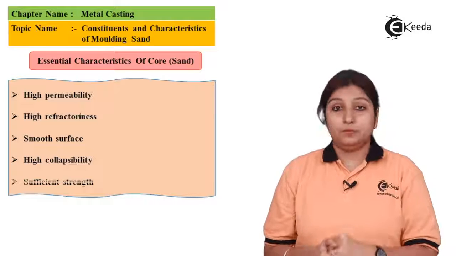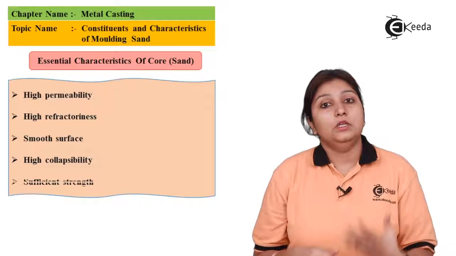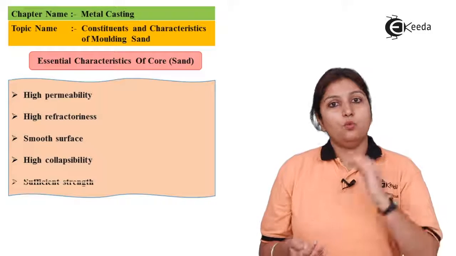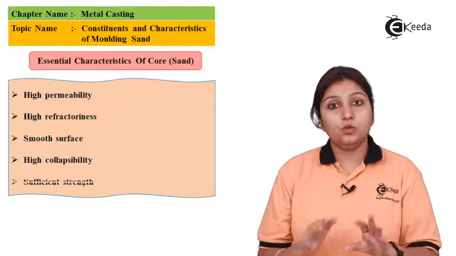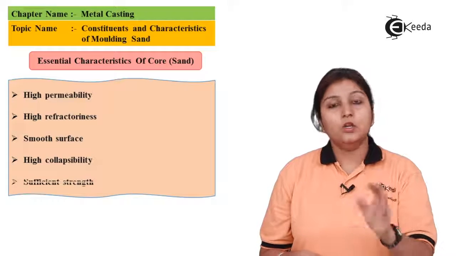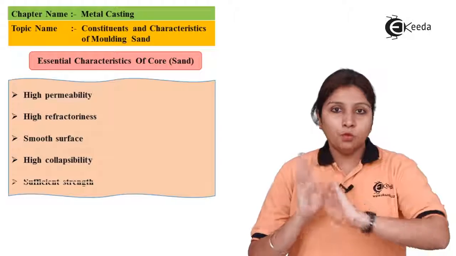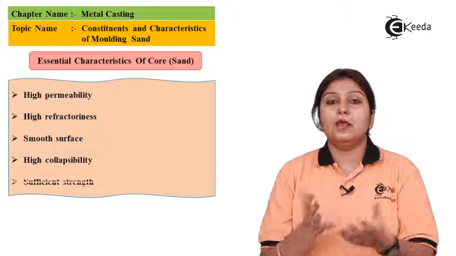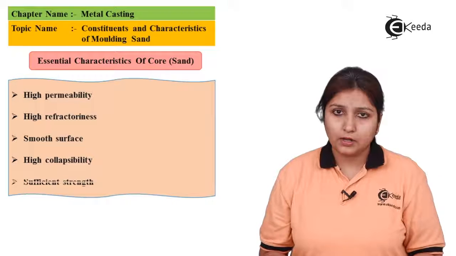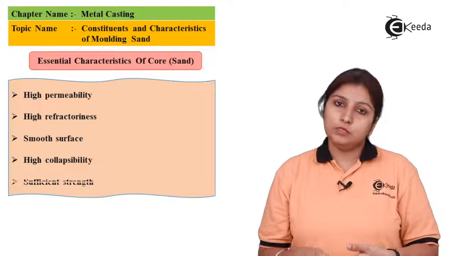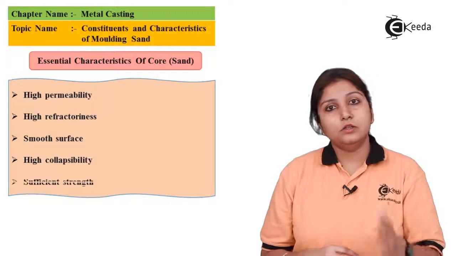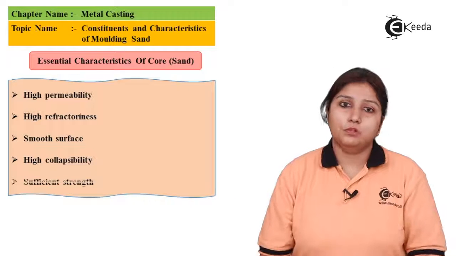Then comes collapsibility. Again, as I have told you, sand should collapse whenever it is required. When the process is done, you need the sand to collapse. So it should have the property of collapsibility, in which when you push it or remove it, it is easily collapsed and no lumps are formed in your sand. So these are the properties: permeability, refractoriness, strength, smoothness, as well as collapsibility. These properties should be there in your sand so that you can carry out the further process of casting.